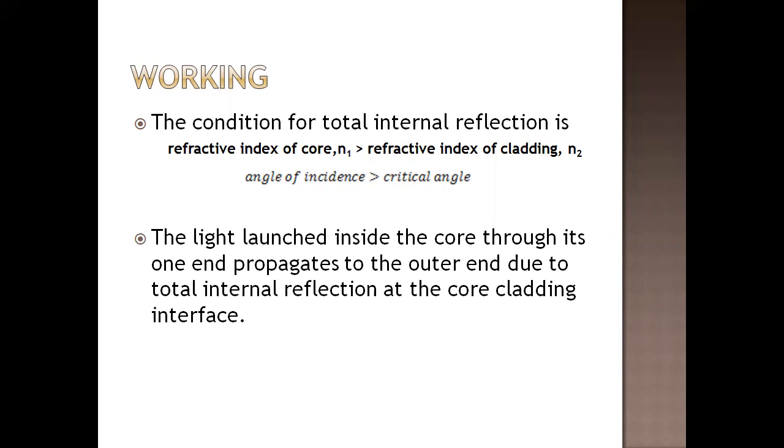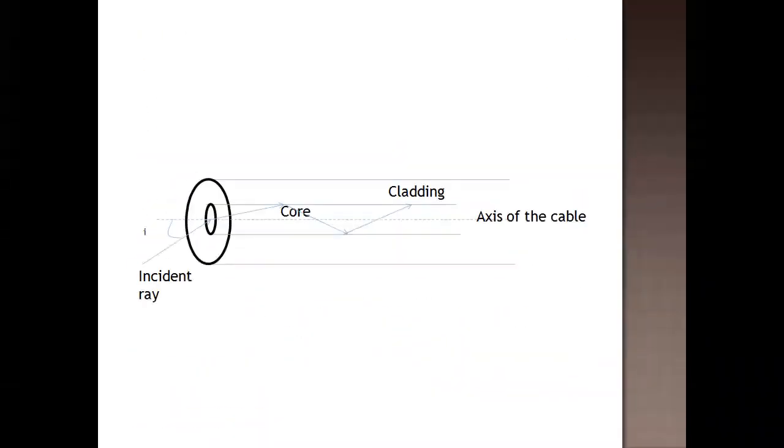By considering these two conditions, if an optical fiber is constructed, then when light is launched inside the core through one of its ends, it propagates to the other end due to total internal reflection at the core-cladding interface. So in the figure, you can observe that once the incident ray enters the core material, that is the denser medium, at the interface between core and cladding, if the angle of incidence is greater than the critical angle, the ray will get back into the core medium. Again, at every point of contact at the interface, if the angle of incidence is greater than the critical angle, the ray will get back into the core medium itself, so that it can travel inside the core material and reach the other end.